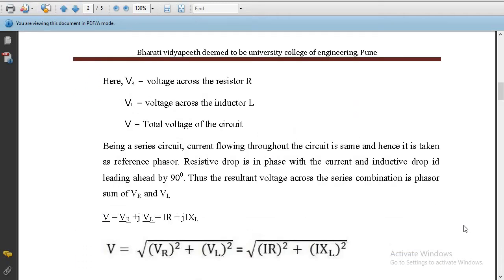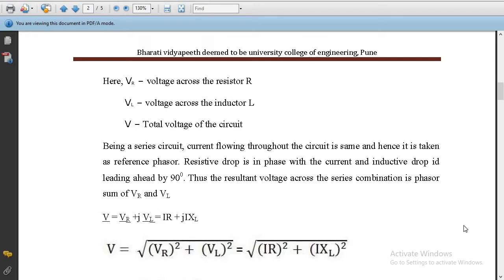To move ahead, let us denote the drop across the resistance as VR, the drop across the inductor as VL, and the total voltage across the circuit, the supply voltage, as V. So this V is going to be the phasor sum of VR plus VL. But the phase angle between them is not 0 degrees as in resistive circuits. Are VR and VL in the same phase? No, they are not, they have a phase difference of 90 degrees between them. To take into account this 90 degrees phase difference, we have the J operator.